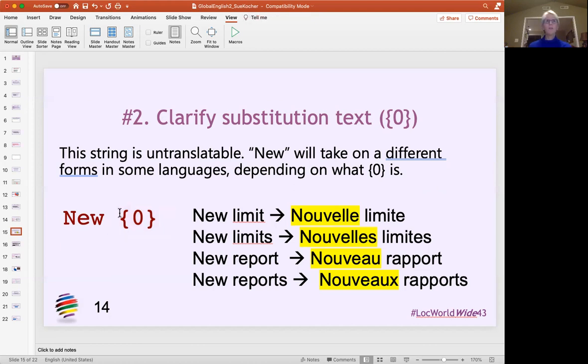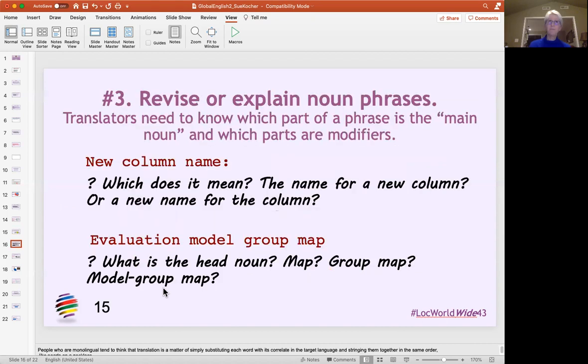So you wouldn't normally think that this would be a problem, but that's the problem with having translatable text in substitution. You shouldn't do that. It's only for names of things and numbers, untranslatable things. So that's a problem. There are other problems with substitution text, but I don't have time to go into it, I'm afraid. The third big linguistic category that causes a lot of localization queries is noun phrases.